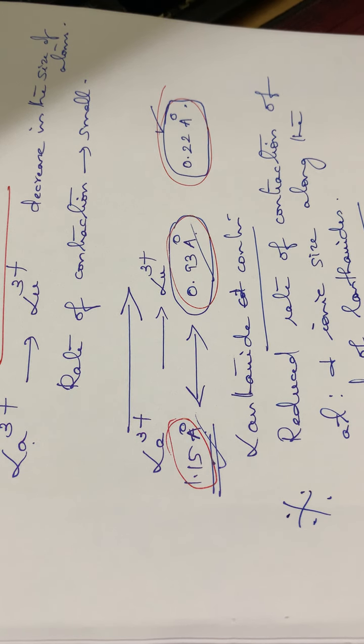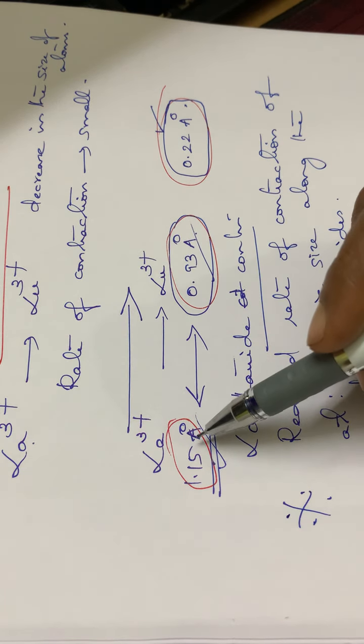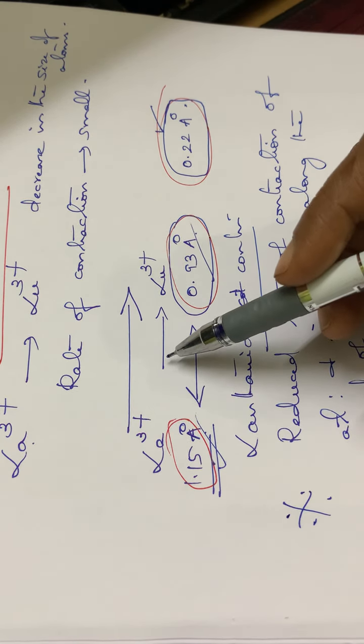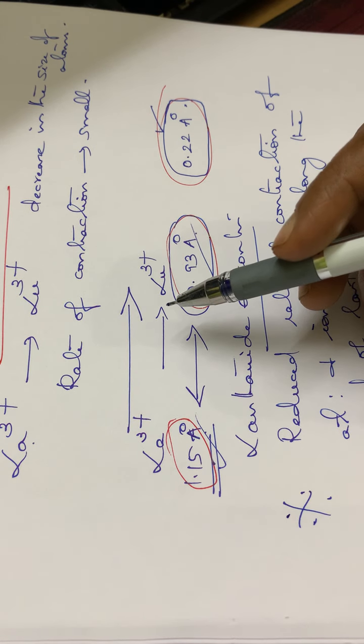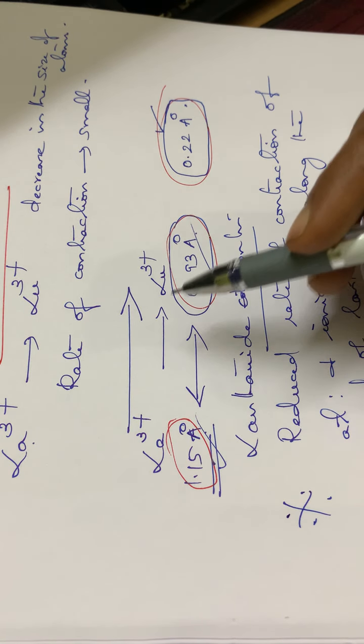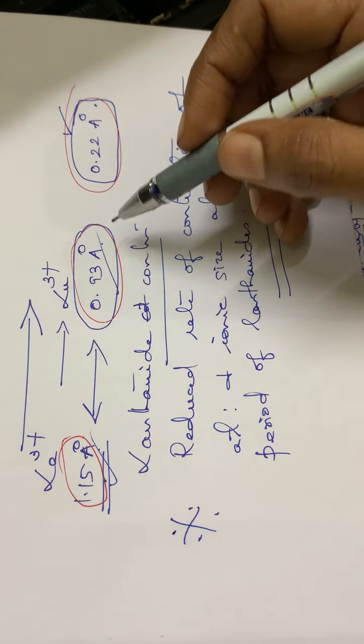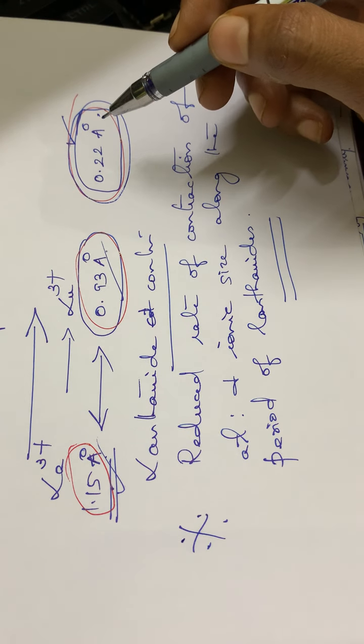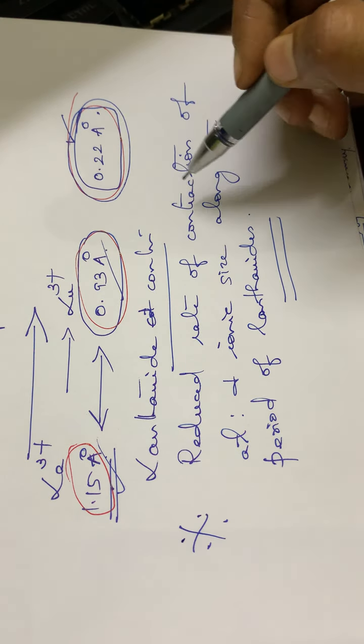So the ionic size decreases from lanthanum to lutetium, and when comparing the decrease between the elements, we can see that the decrease is very small. And the additive effect of this decrease is about 0.22 angstrom. So this phenomenon is called the lanthanide contraction.